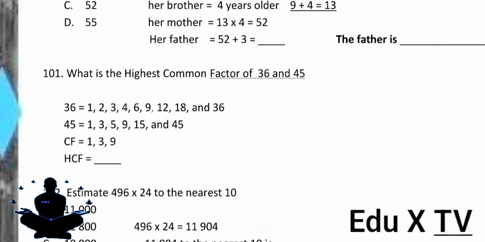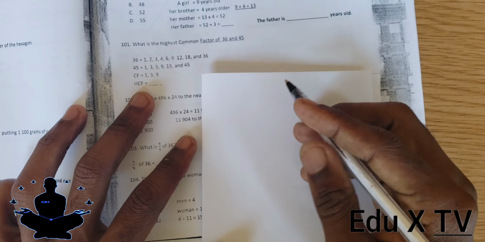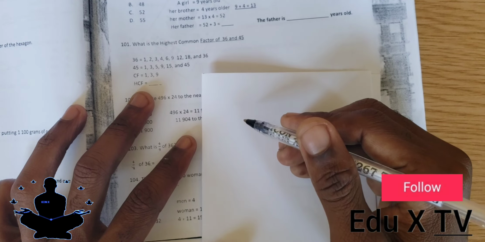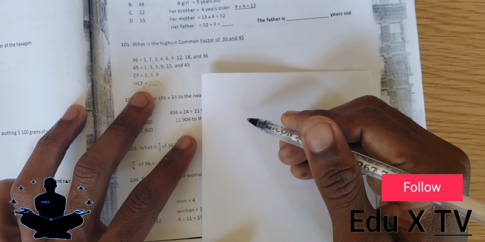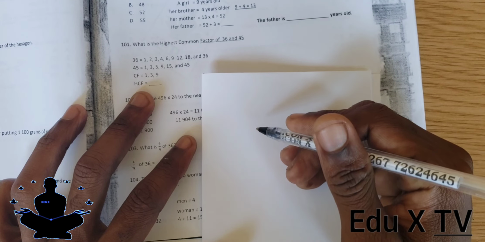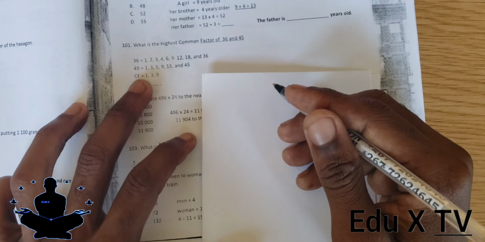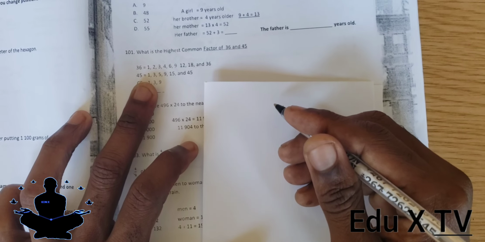Number 101. What is the highest common factor of 36 and 45? This is how you do it. You state out the numbers that can get into both the numbers without leaving a remainder. That's how you see it.